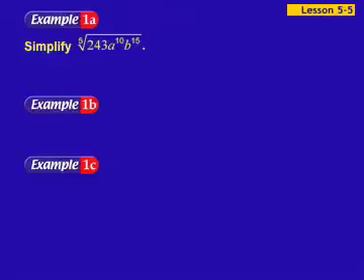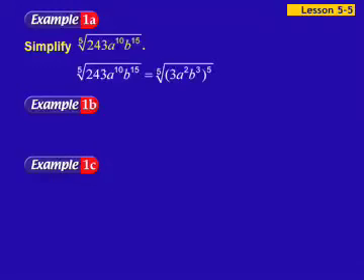Now, if you didn't know whether or not 243 has a perfect fifth root, then you would actually need to use your calculator and take the fifth root of 243. In this particular case, we would find that it has a perfect fifth root, which is 3. If it did not, then we would have to use our other methods for simplifying a radical.